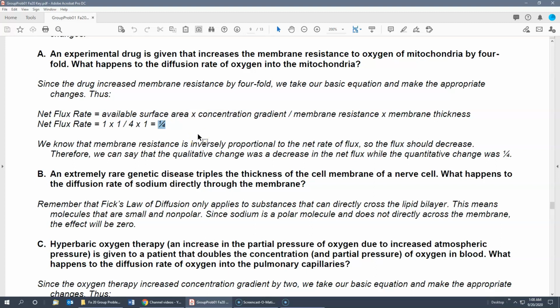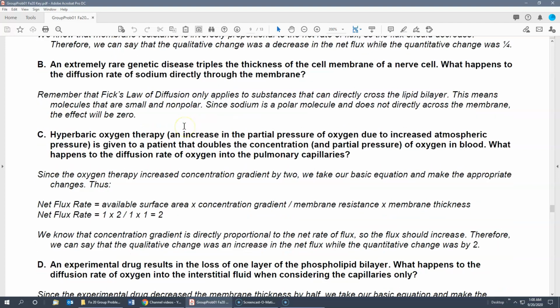If we expect flux to go up, the net flux rate should be greater than 1. All right. So we'll just look at 2 more and then let you figure out the other 2 on your own. So here's B. An extremely rare genetic disease triples the thickness of the cell membrane of a nerve cell. What happens to the diffusion rate of sodium through the membrane?